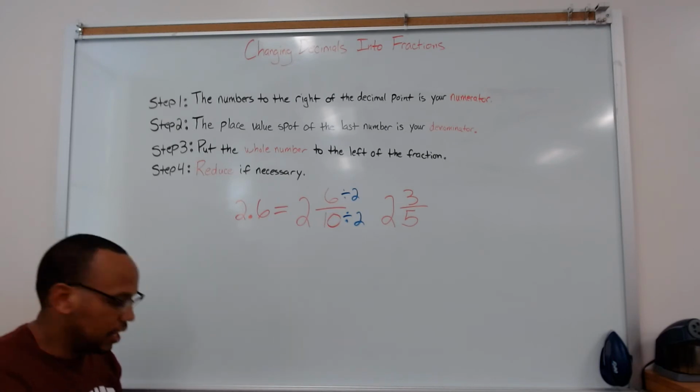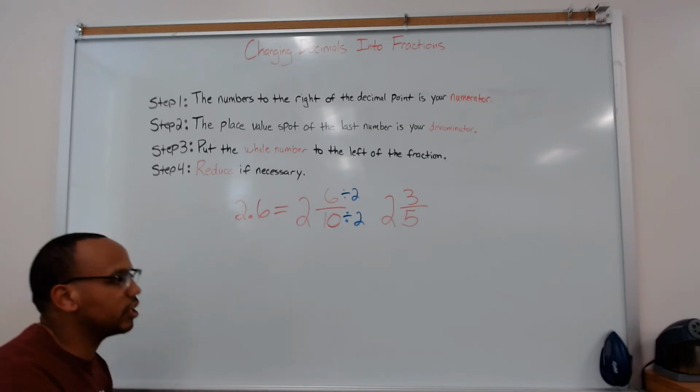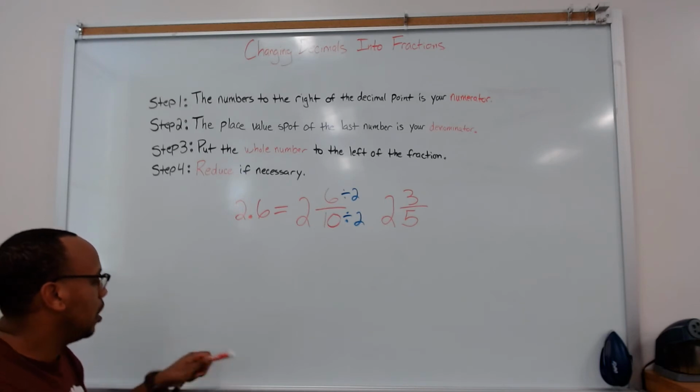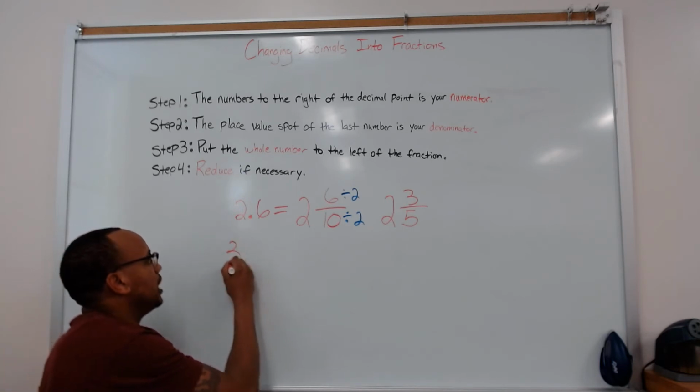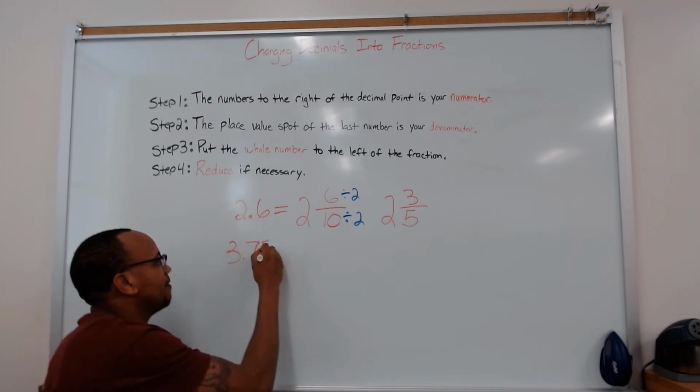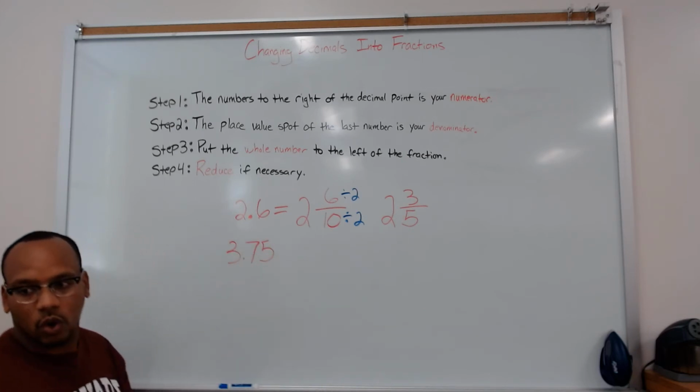All right. I'll give you a couple more examples. Let's say you have 3 and 7/75.